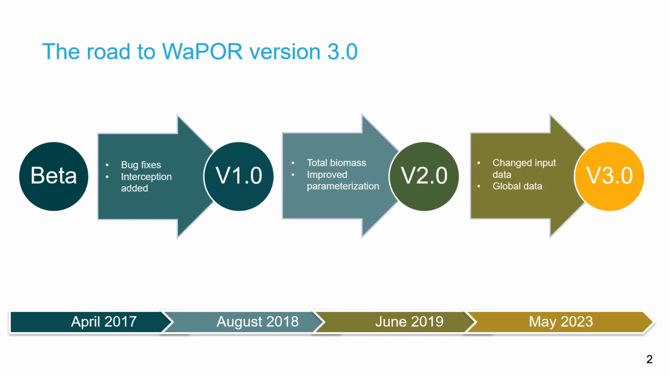The final version, version 3 of the WaPOR data, will be launched in 2023. Next to updating the input data to calculate the WaPOR data, the database will also provide the data on a global level. More details regarding the different versions of the WaPOR data can be found in the course materials.